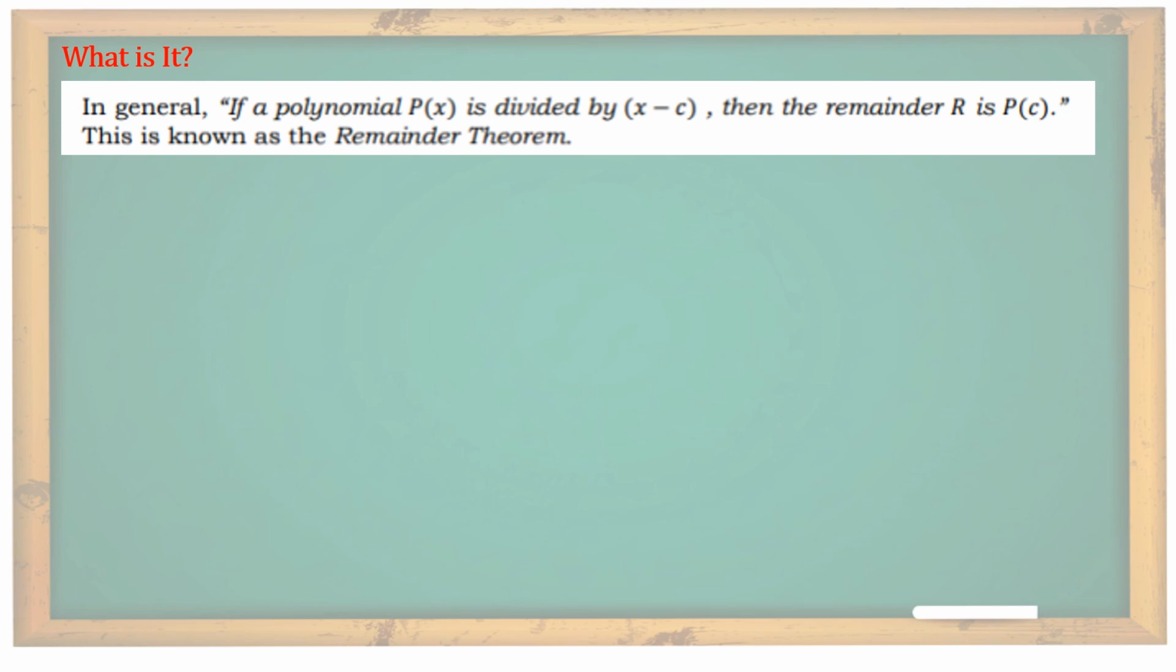Let q of x and r represent the quotient and the remainder respectively. If p of x is divided by x minus c, then we have p of x divided by x minus c. Ito yung ating divisor. So that is equal to q of x plus r over x minus c. Okay, i-multiply natin both sides by x minus c. So multiply both sides by x minus c.